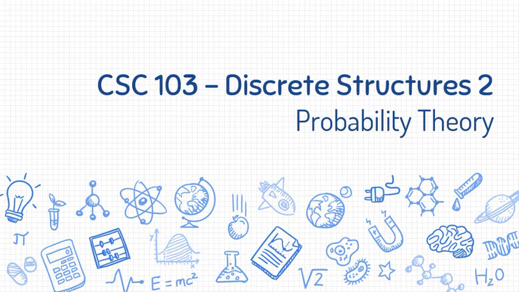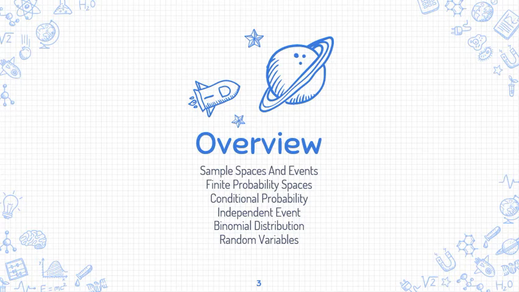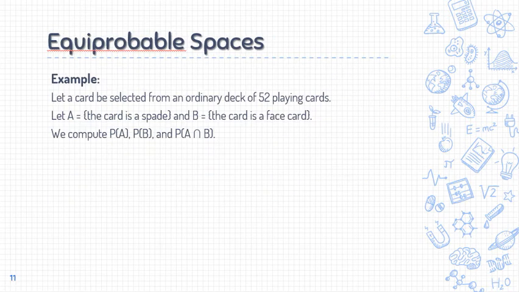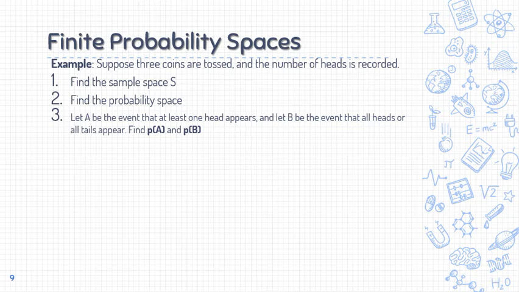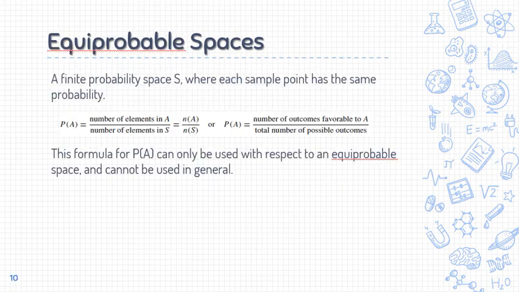Okay, so asa ta ni undang last? I think ni undang ta sa finite probability spaces, which is, I think the topic was equiparable spaces. So I hope nga na-sabtan na ninyo ning equiparable spaces. So again, equiparable spaces are those situations wherein all the possible points in a set of events have the same value of probability.